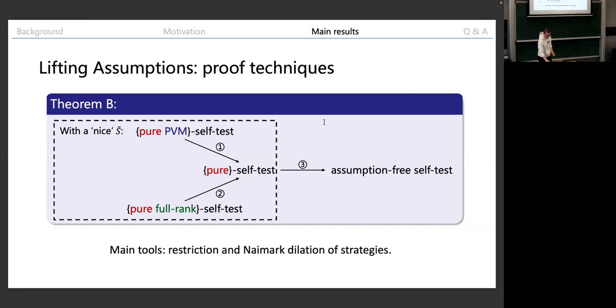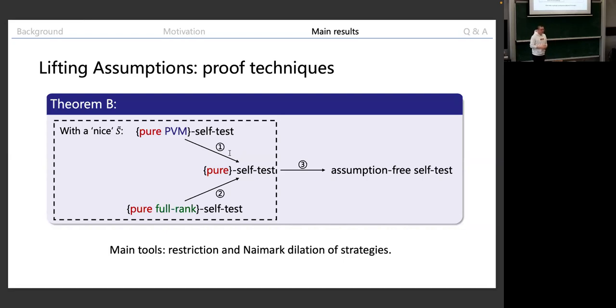What I want to say about the proof techniques is that in our main theorem, theorem B, where we show that pure POVM self-test and pure full rank self-test both imply full rank assumption-free self-test, we actually proved these three implications. In the first implication, we leave this POVM assumption in this pure POVM self-test, and then we remove this pure self-test to get an assumption-free one. Similarly, in the second part of our theorem, we first remove the full rank assumption, and we reuse implication 3 that we established before to get an assumption-free self-test. Today I want to mainly focus on implications number 1 and 2, because this is where we heavily use techniques that we developed about restriction and validation of strategies.